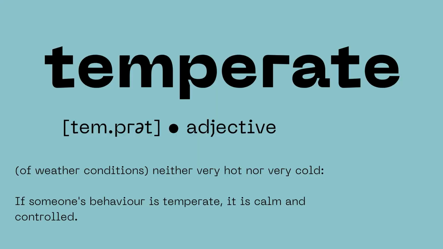He answers the question by saying that thou art more lovely and more temperate. And temperate is, when we're talking about weather conditions, it's neither very hot or very cold. It's a very moderate temperature. But we can also use the word temperate when we're talking about somebody's behavior. And a temperate person would be a very calm person, someone who has a lot of self-control.